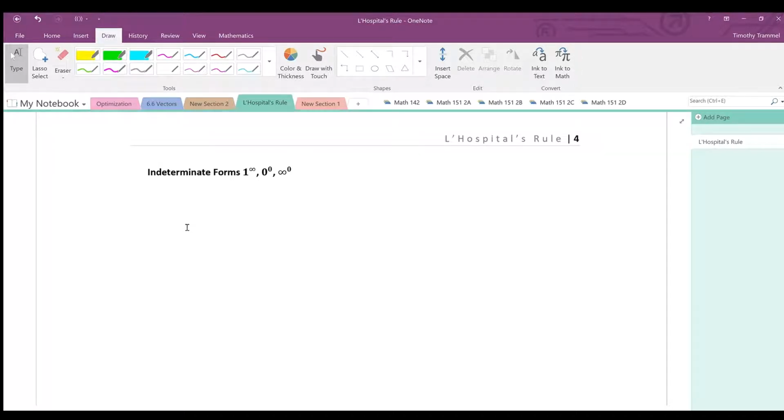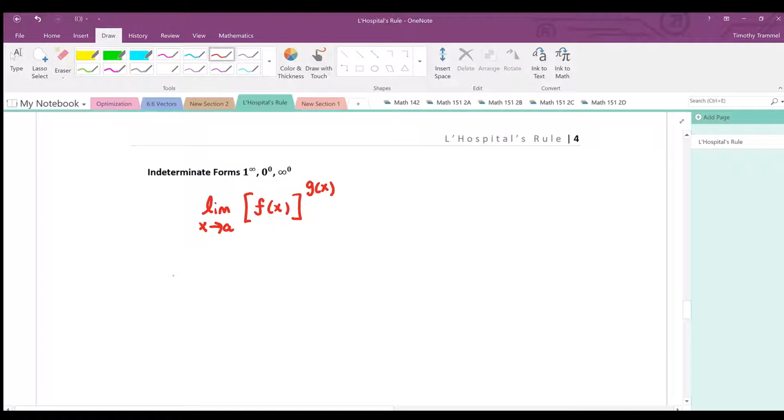Now, we have a few more indeterminate forms that can sometimes lead into L'Hopital's rule problems. Some of these indeterminate forms are 1 to the infinity, 0 to the 0, and infinity to the 0. And you might be wondering, what do functions look like where this occurs? We'd be looking at something like the limit as x approaches a of f of x to the g of x.